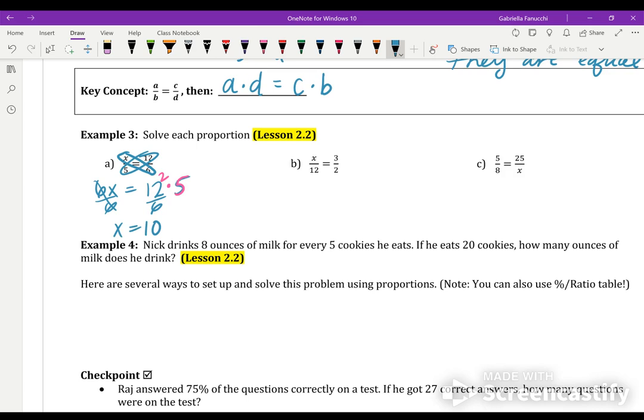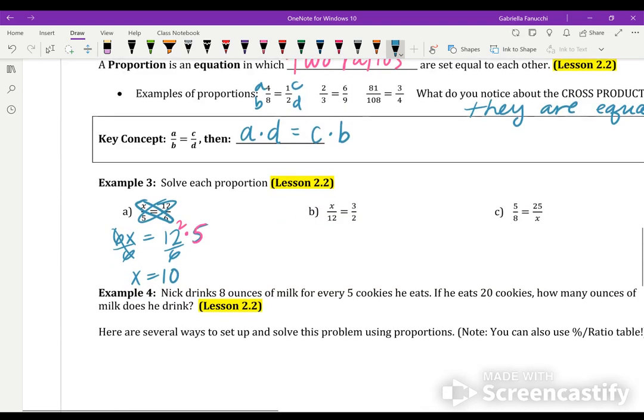Your second method, okay, is you're going to multiply both sides by the denominator where the variable is at. So the denominator on that side is 12. So we're going to multiply both sides by 12. That's going to make that 1. So then we're just left with x is equal to 12 times 3, which is 36, 36 divided by 2, which is 18. Okay, but you could have also kind of looked at that and said, okay, well, 12 divided by 2, that's 6. So now I have 3 times 6 is 18.